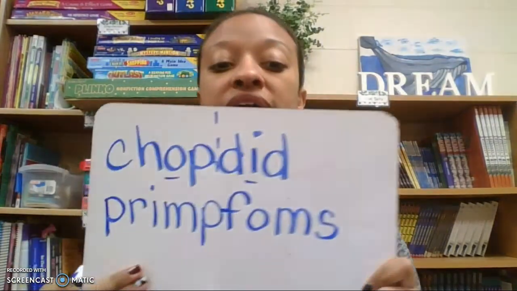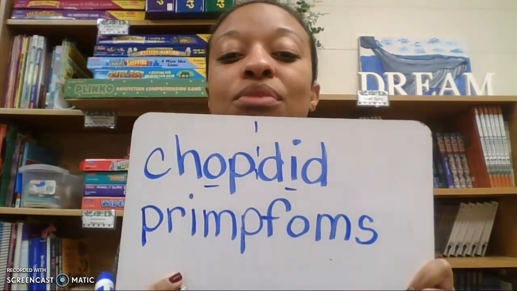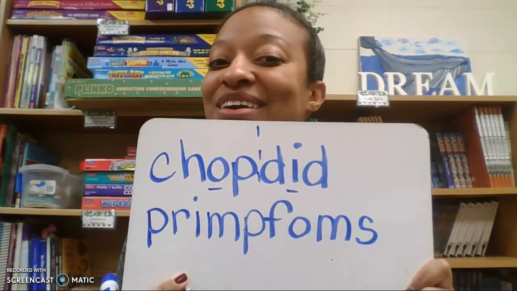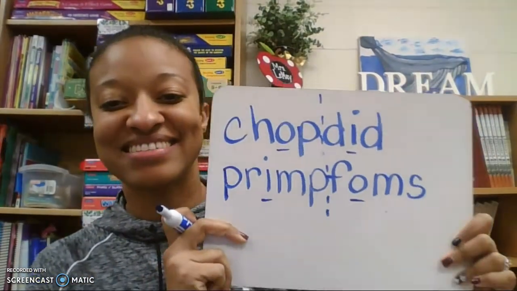Okay, second word, here we go. P-R-I-M-P-F-O-M-S. Make sure your word is spelled correctly. Mark your vowels and divide your word before me. Go for it.